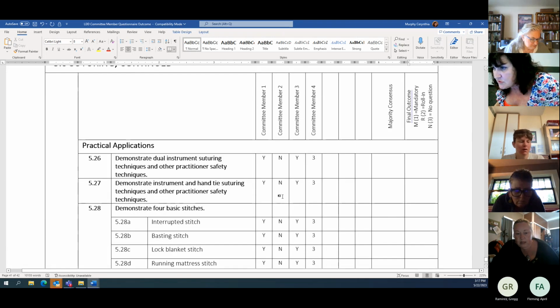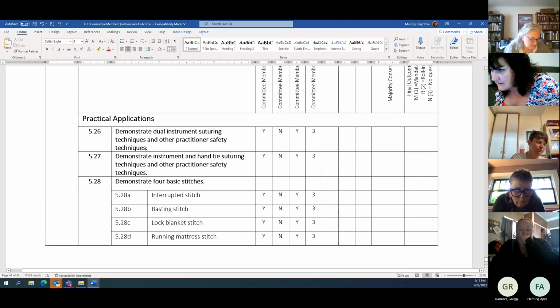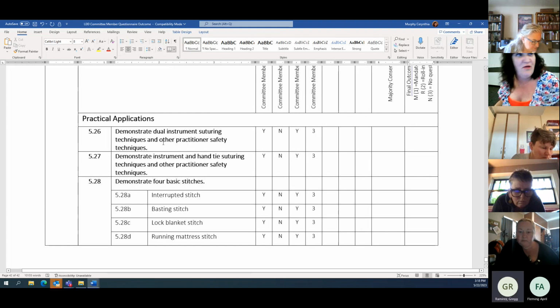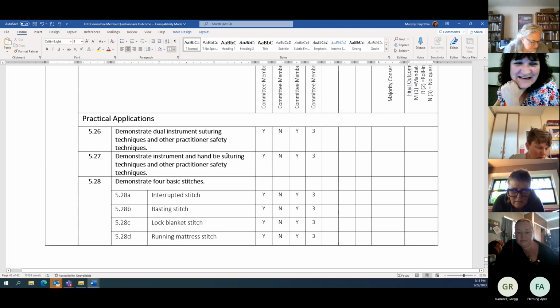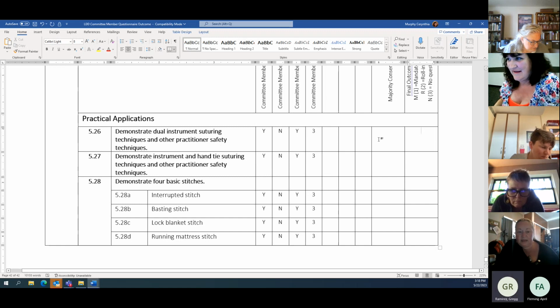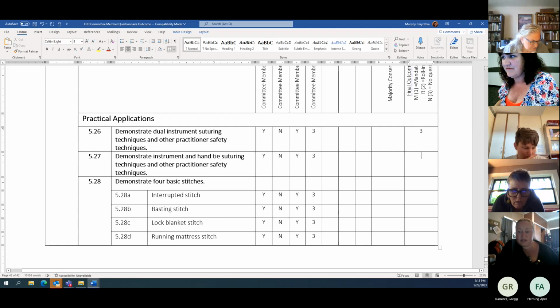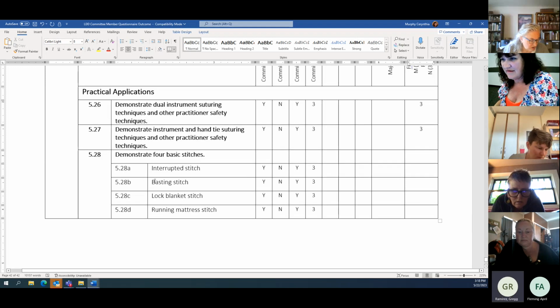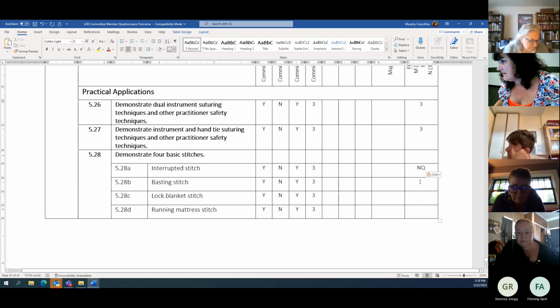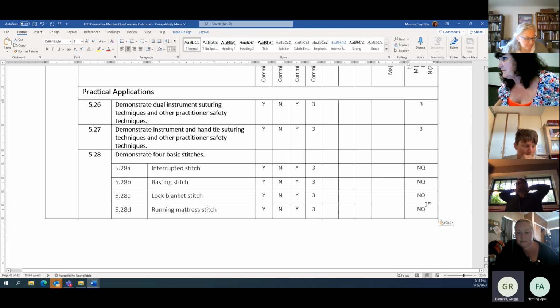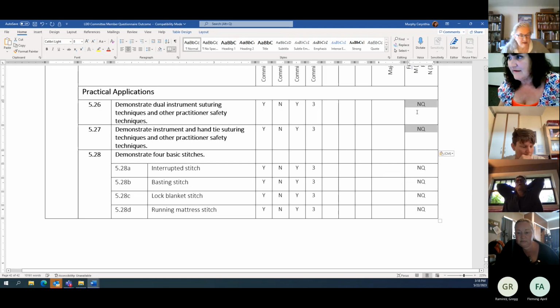Okay. Demonstrate dual instrument suturing techniques, let me just start that one over. Demonstrate dual instrument suturing techniques and other practitioner safety techniques. Those are going to be 3s because of the demonstration. I think the rest are all on the skills exam. Oh, right, because they're on the skills exam. Yeah, so it's practical application. Okay. Ta-da! I think that's it.